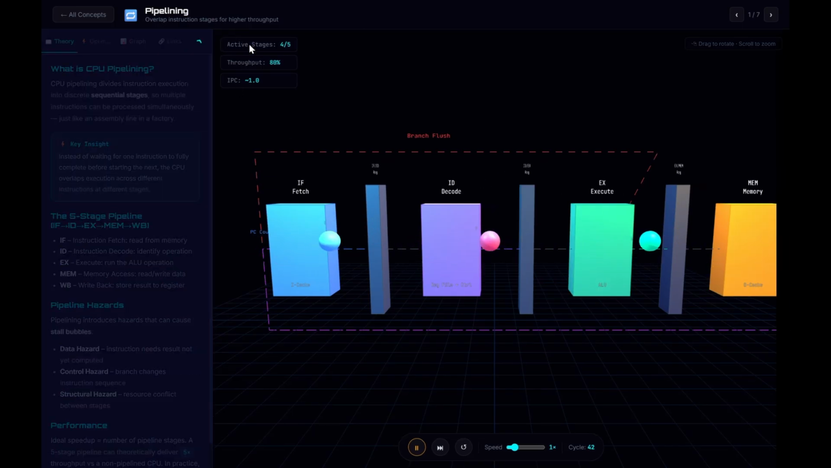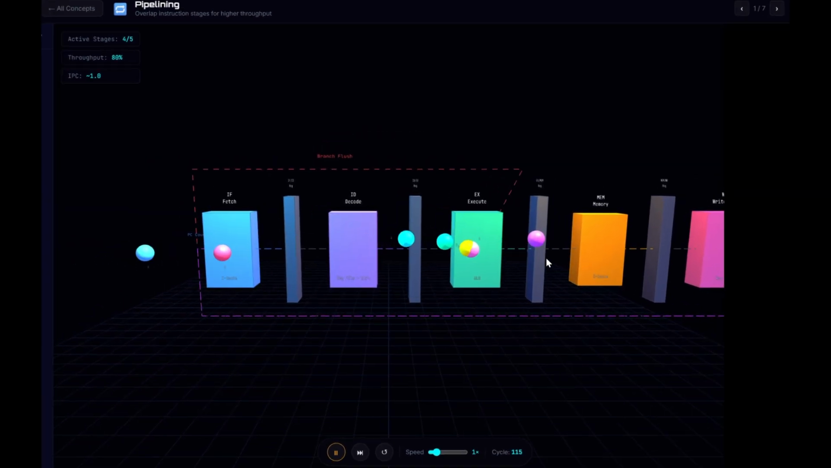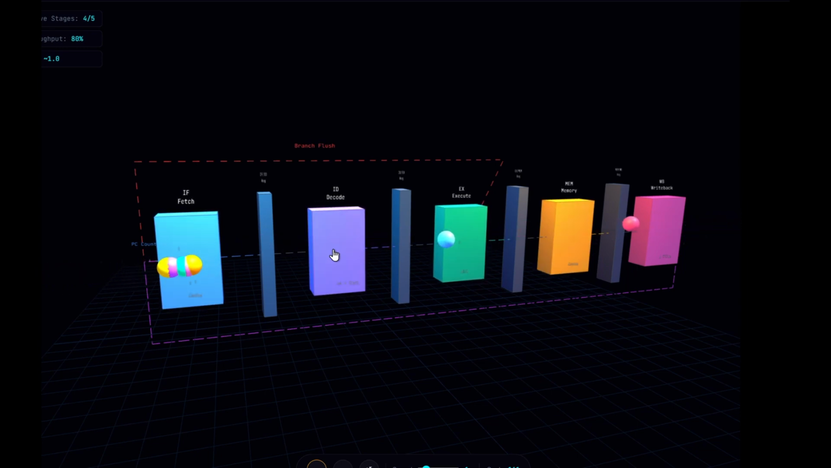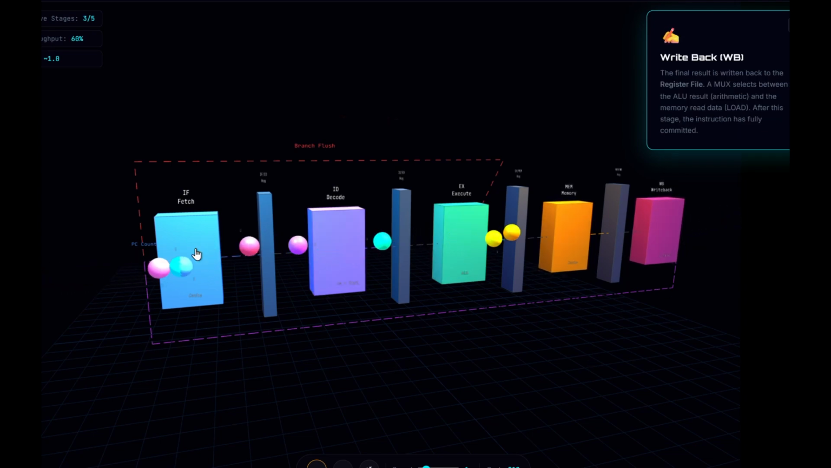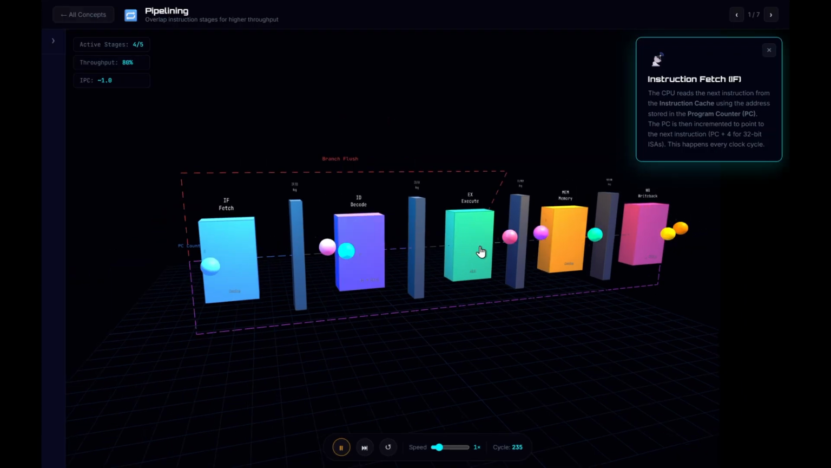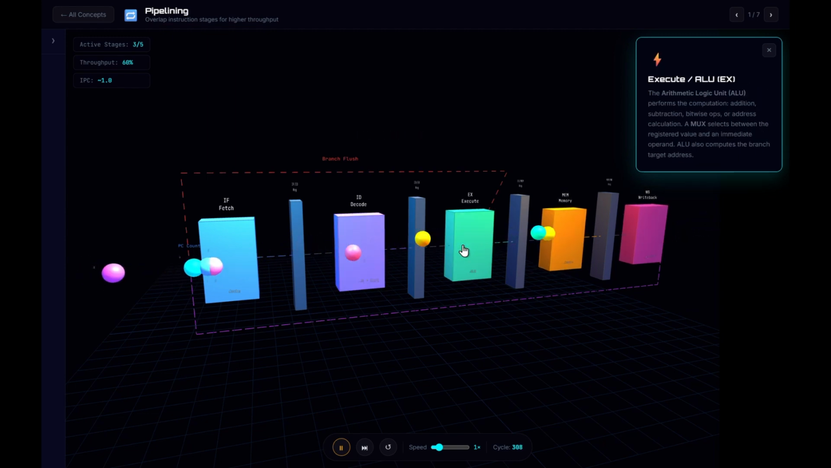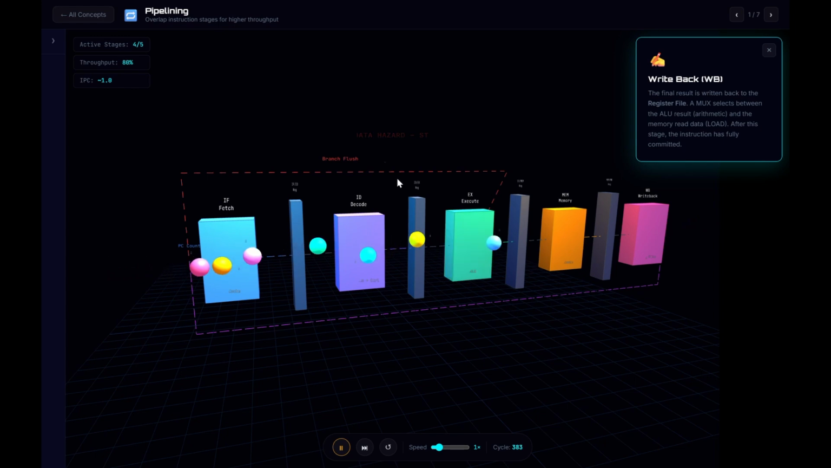Now we are entering our 3D model. Our 3D model describes the five stages of pipelining. First stage is fetch, second stage is decode, third stage is execute, fourth stage is memory, and fifth stage is write back. In the first step, the CPU fetches new instructions, then it decodes them, executes using the ALU, stores the output of the ALU in the data cache, and then writes back.